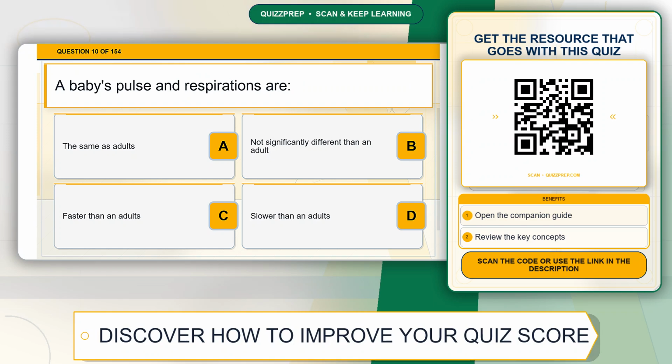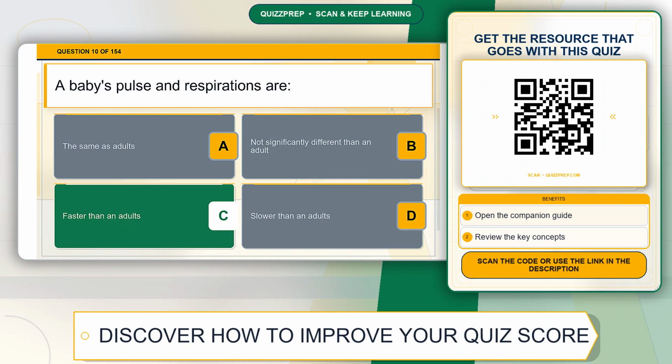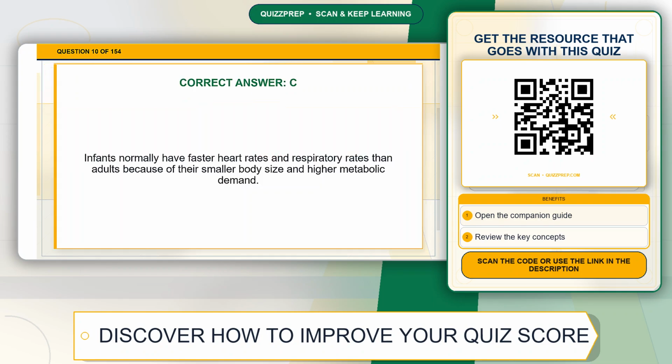Question 10. A baby's pulse and respirations are: Option A. The same as adults. Option B. Not significantly different than an adult. Option C. Faster than an adult's. Option D. Slower than an adult's. The correct answer is option C. Faster than an adult's. Explanation. Infants normally have faster heart rates and respiratory rates than adults because of their smaller body size and higher metabolic demand.